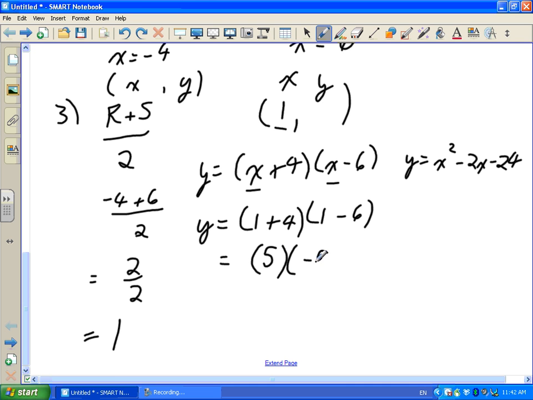And negative 5, y is negative 25. Let's verify. I'm going to plug it into this equation just to make sure.